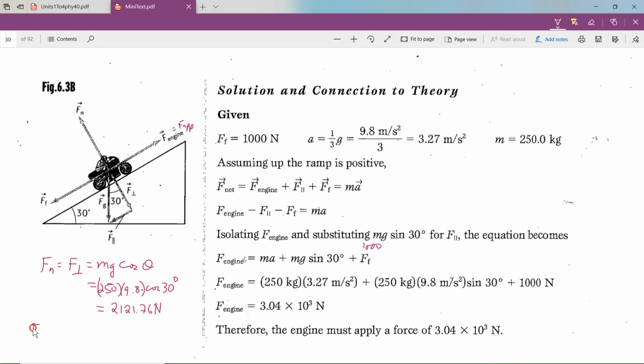And remember that friction is fun. Force of friction is mu times the normal force. So mu is the force of friction over the normal force, which is, force of friction was given 1,000. The normal force is 2121.76. So 1,000 divided by 2121.76 is 0.47. Sorry, that is the coefficient of friction, 0.47. And that's going to be important as you're going up a ramp.